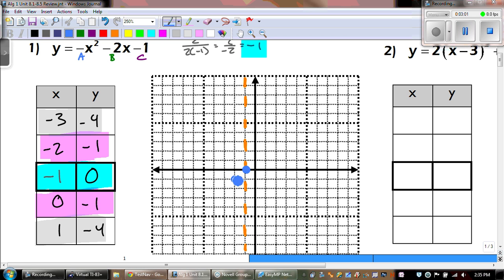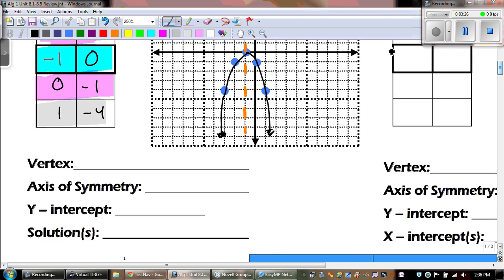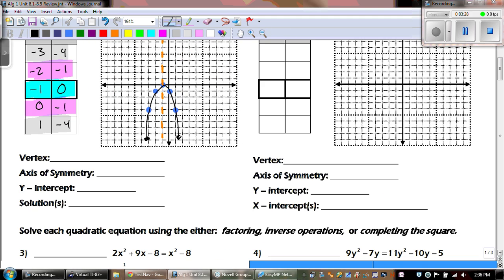And then now we graph negative 2 and 0, negative 1. And then 1, negative 4, and negative 2, negative 4. Once you're done with that, we're going to graph it. And there we go. Is that it? No, I think we have some questions. All right, so let's look at the questions.